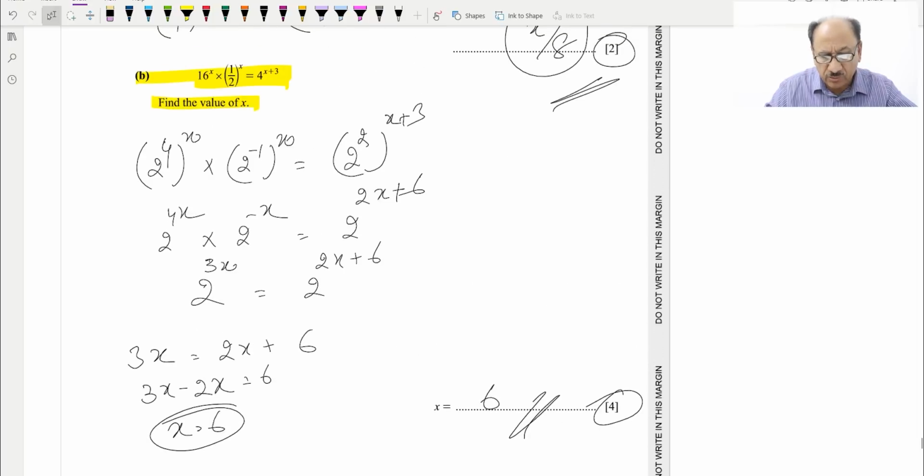Hopefully you understood this. We are done with the paper. Hopefully you understood each and everything.